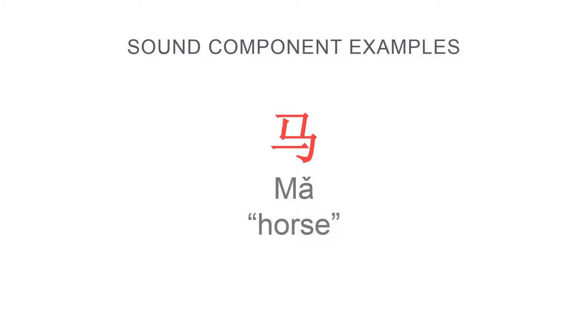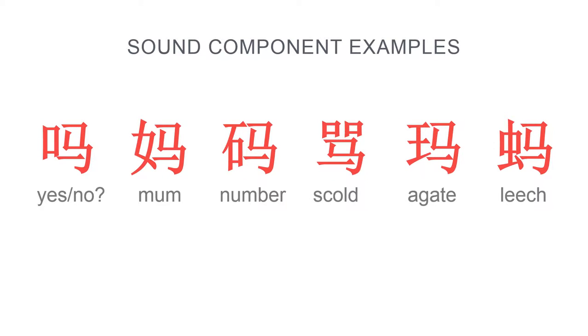Okay, let's start with something simple using a component that you already know. This is ma, horse. Let's look at these characters. So these 6 characters, they have totally unrelated meanings.